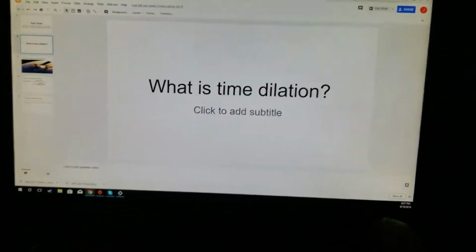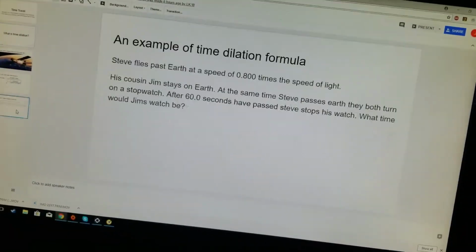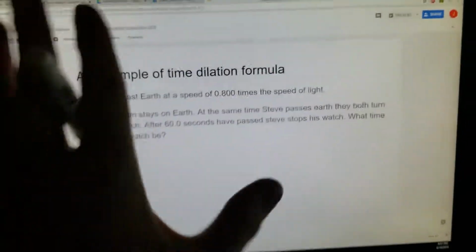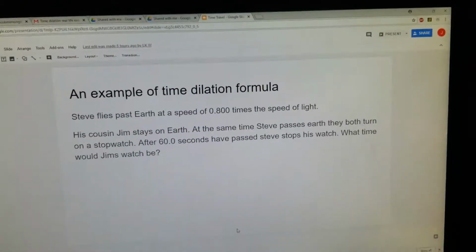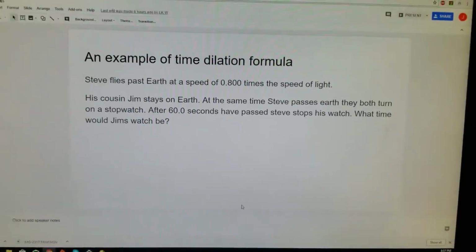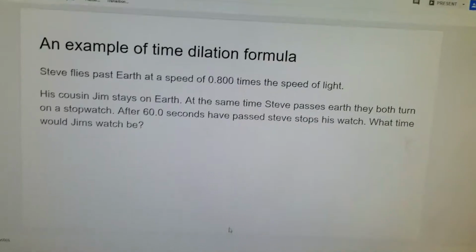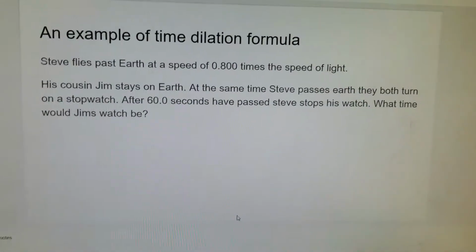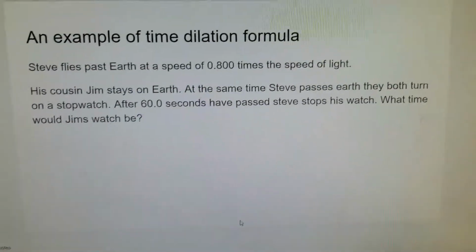So, for example, we're going to look at the example and then look at the formula and then solve the example. Steve flies past the Earth at a speed of 0.800 times the speed of light. Of course, he can't reach the speed of light because that's not possible, and this is more accurate. His cousin Jim stays on Earth. At the same time Steve passes Earth, they both turn on a stopwatch. After 60 seconds have passed, Steve stops his watch. What time would Jim's watch be?